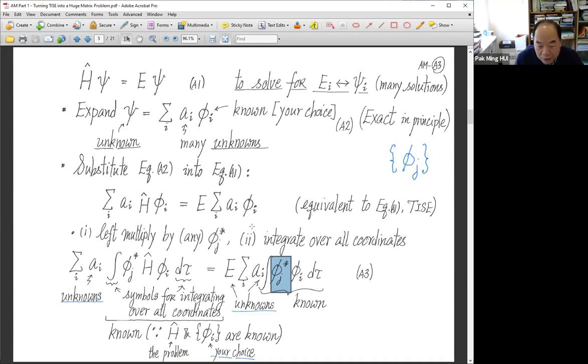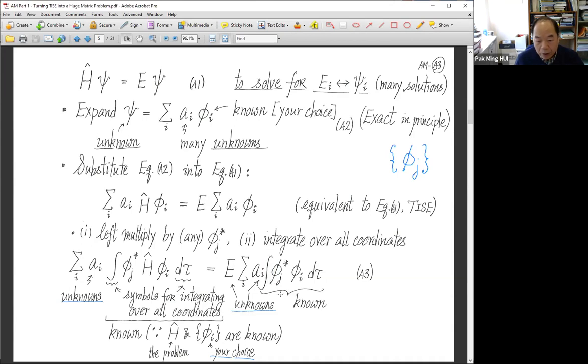Second step, integrate over all coordinates. So that's why I have these integrals. Okay, do you understand how I get A3? If you have questions, raise them now. You will have to do something like that quite often in approximations as well. Is that okay?